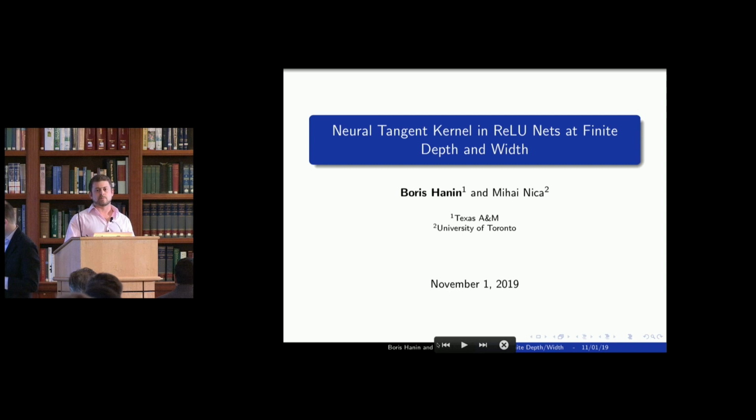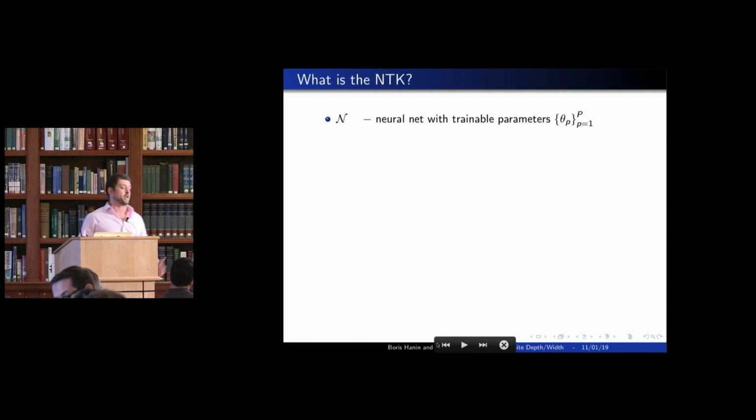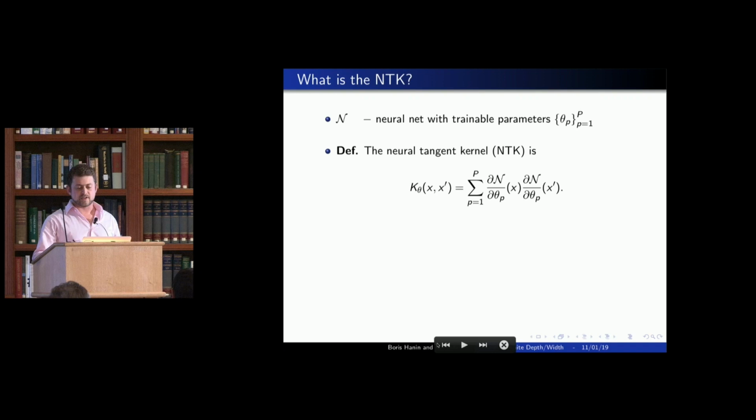So let me very briefly remind you what the NTK is. We've seen it a couple of times, but I'll tell you a somewhat different point of view on it, I think. So the setup is the following. We have a neural network that I'll write script N. And I'm going to denote by theta sub p the trainable parameters of the network. And then the definition of the NTK in principle is very simple. It's a kernel that depends on two points, x and x prime, which are inputs to the network. And it's defined by summing over all the trainable parameters in the network, the derivative of the network with respect to the trainable parameter at x, times the same thing at x prime.